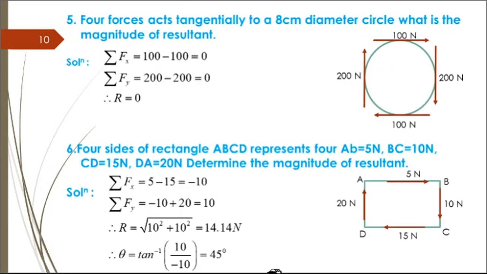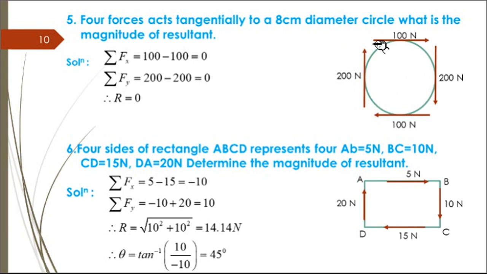Now next problem, four forces act tangentially to an 8 centimeter diameter circle. What is the magnitude of resultant? Here you can see a circle is there, and at the end of this circle four forces are acting tangentially. 100 Newton towards right, 100 Newton towards left, horizontal forces, then 200 Newton upward, 200 Newton downward, vertical tangential forces.